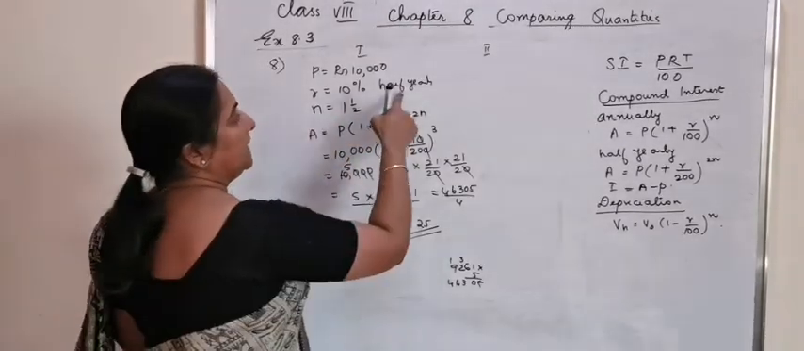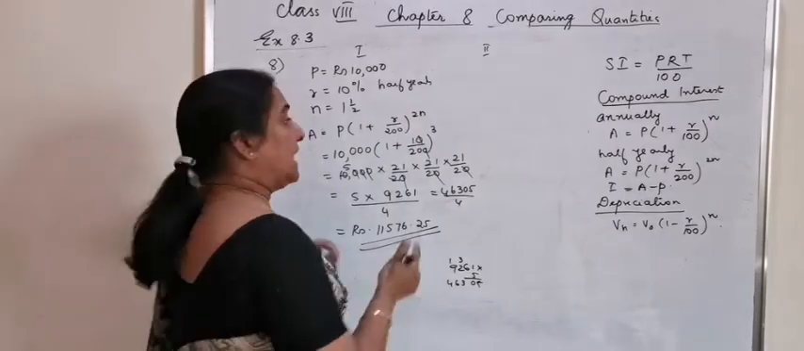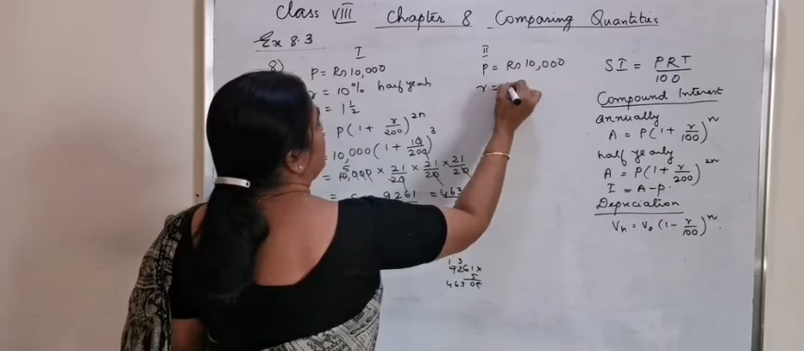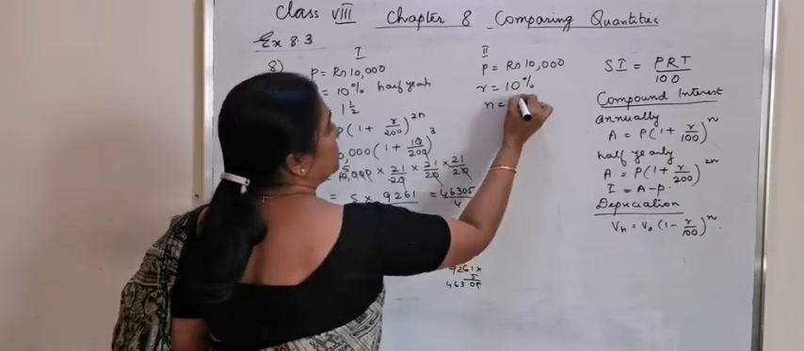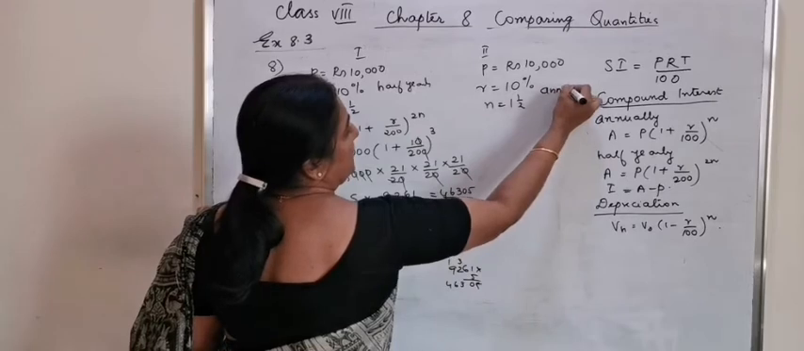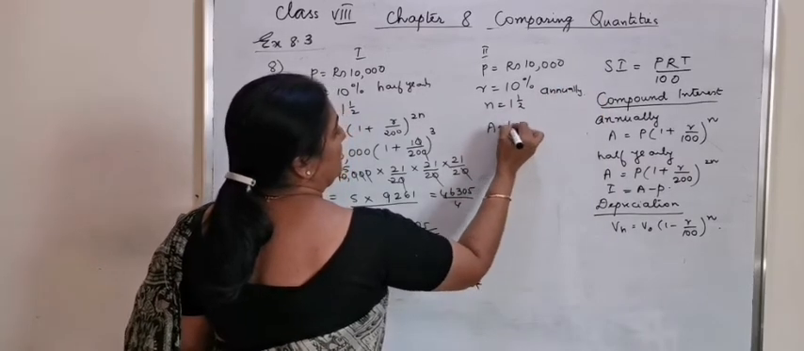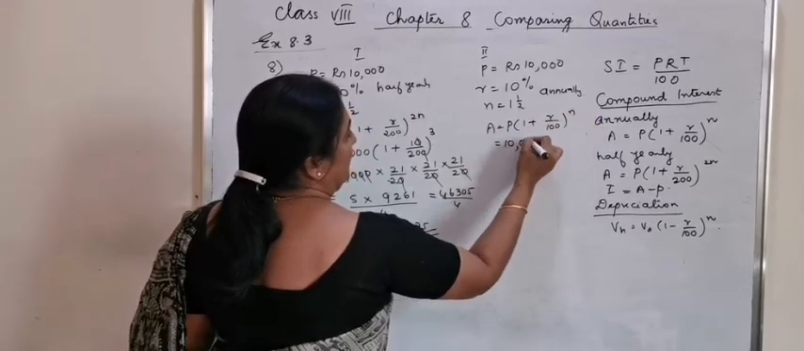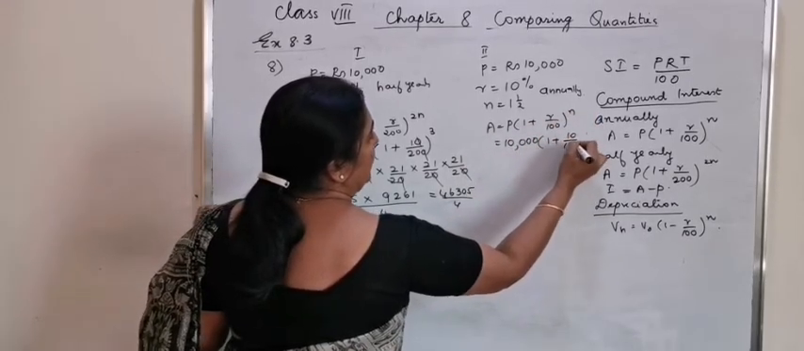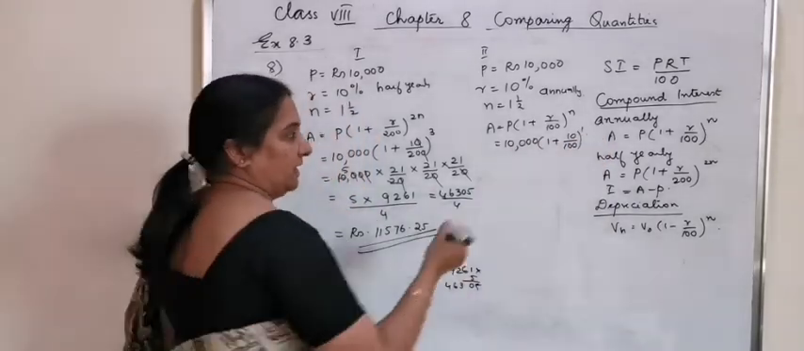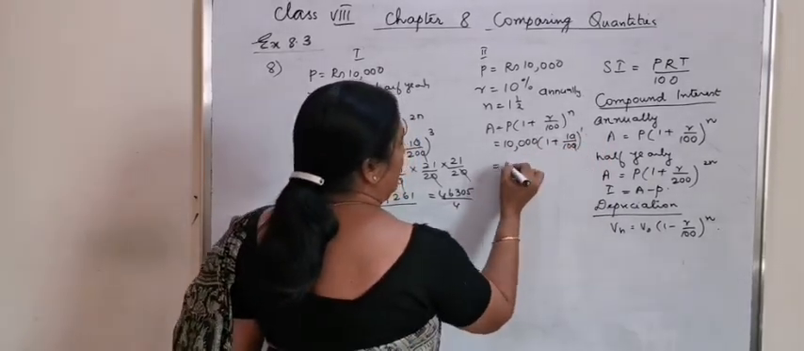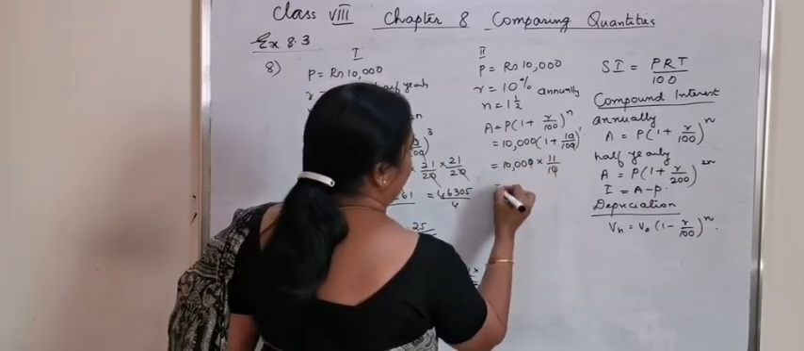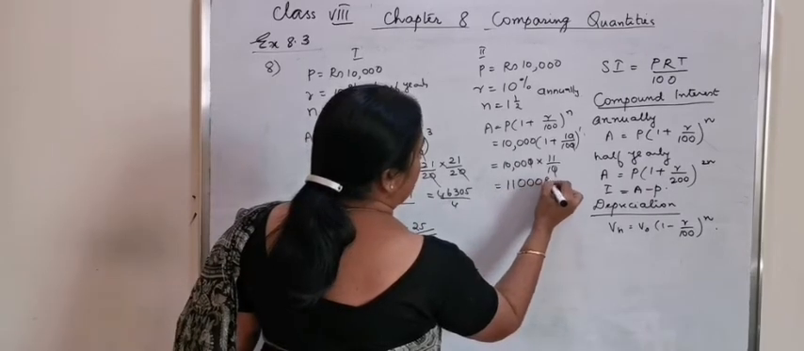Let's calculate it by the compound interest when it is calculated annually. Principal is equal to rupees 10,000, rate is equal to 10%, number of years 1.5, and if it is calculated annually, amount is equal to P into 1 plus R by 100 to the power of n, 10,000 into 1 plus 10 by 100 to the power of the first 1 year, 10,000 into 11 by 10, which is equal to rupees 11,000.